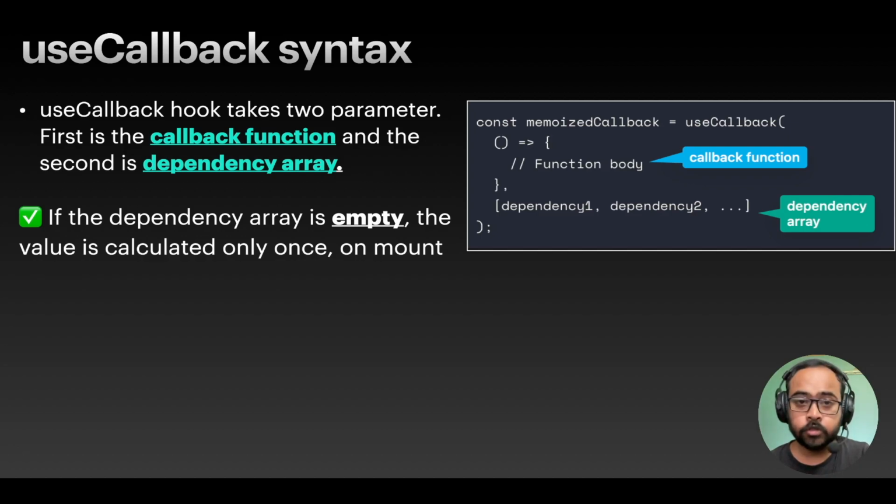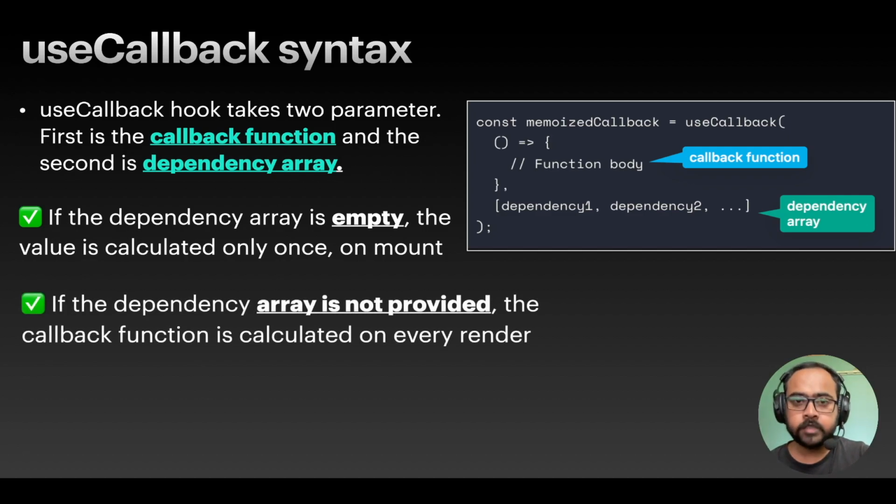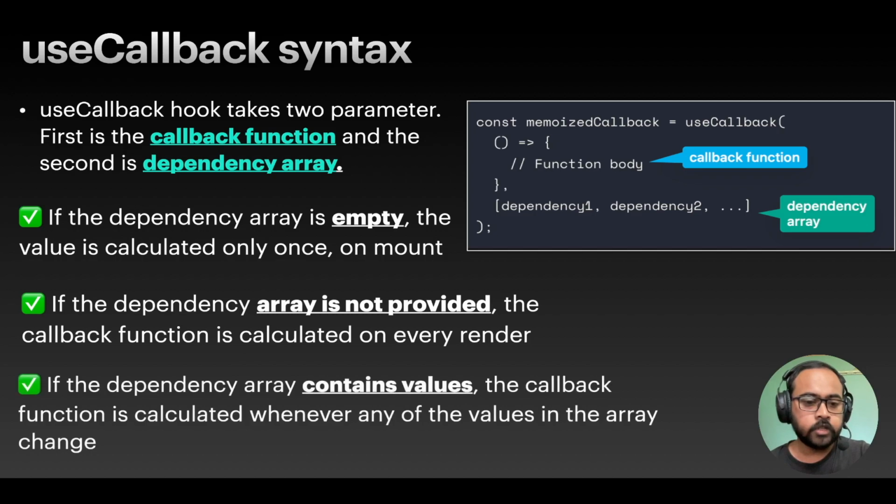If the dependency we pass is an empty array, it will create the memoized function only when the component gets mounted, that is the first time, and after that it will never create it again. If we don't pass anything as the dependency array, it will create the memoized callback function on every re-render of the component. If we pass some dependencies in the array, it will create the memoized callback function only when those dependencies change. This dependency array is similar to the useEffect hook. So in useCallback, by passing different types of dependency arrays, we can control when we want that memoized callback function to be created.